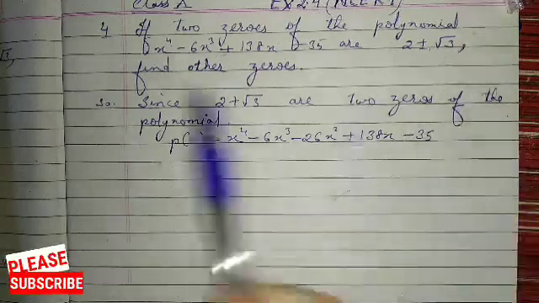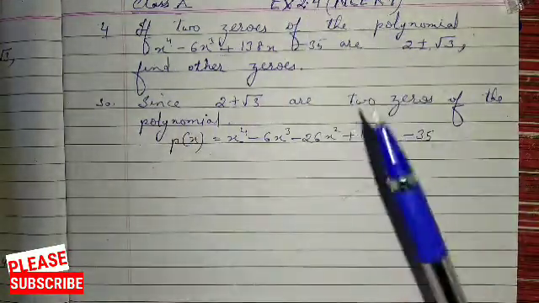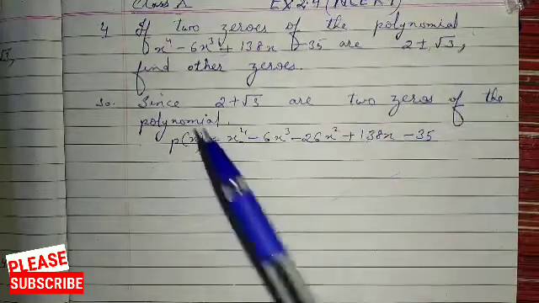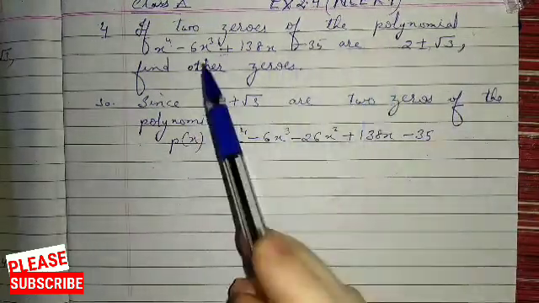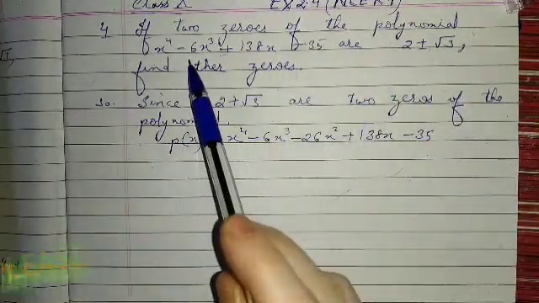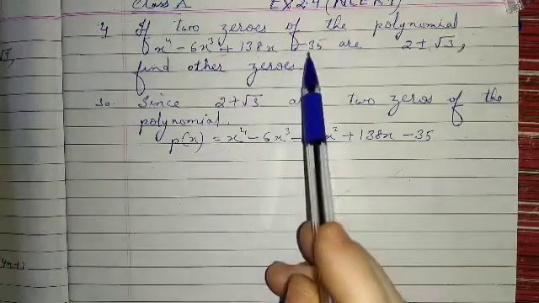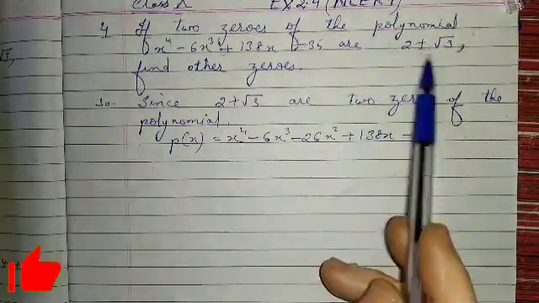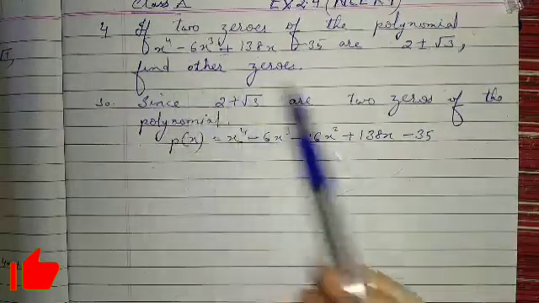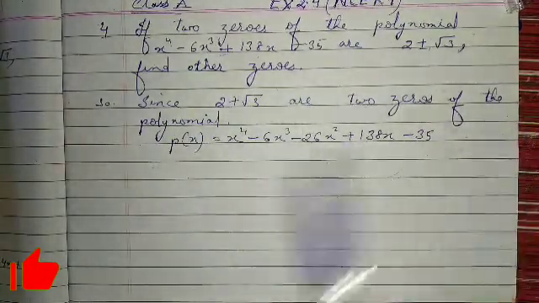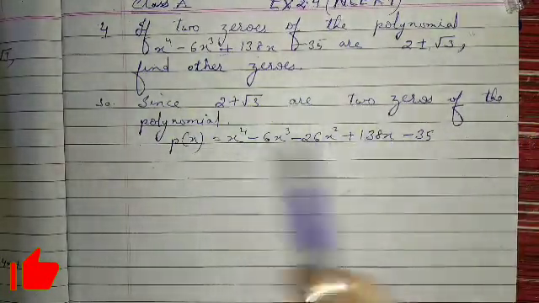Now let us solve question number 4 of exercise 2.4, class 10 NCERT. The question is: if two zeros of the polynomial x to the power 4 minus 6x cube minus 26x square plus 138x minus 35 are 2 plus minus root 3, find the other zeros. So let us find the solution of the question.